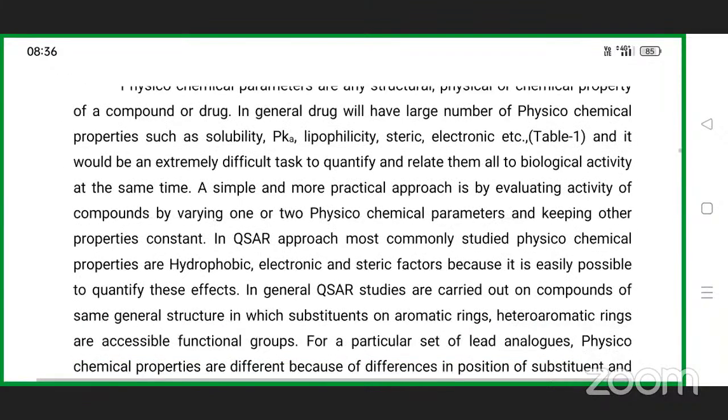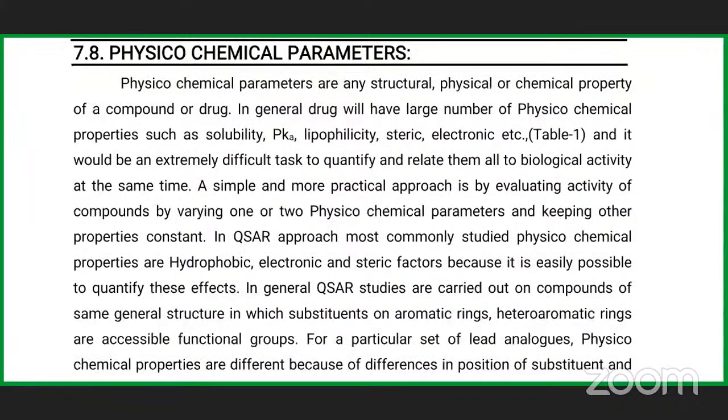So physicochemical parameters. As we discussed at the start, we have a variety of physicochemical parameters. And the QSAR basically provides the relationship between the physicochemical parameters and your biological activity. In the physicochemical parameters, we have solubility, acidity constant, pK value, lipophilicity, steric factors, electronic factors. Their symbols are given in this table one.